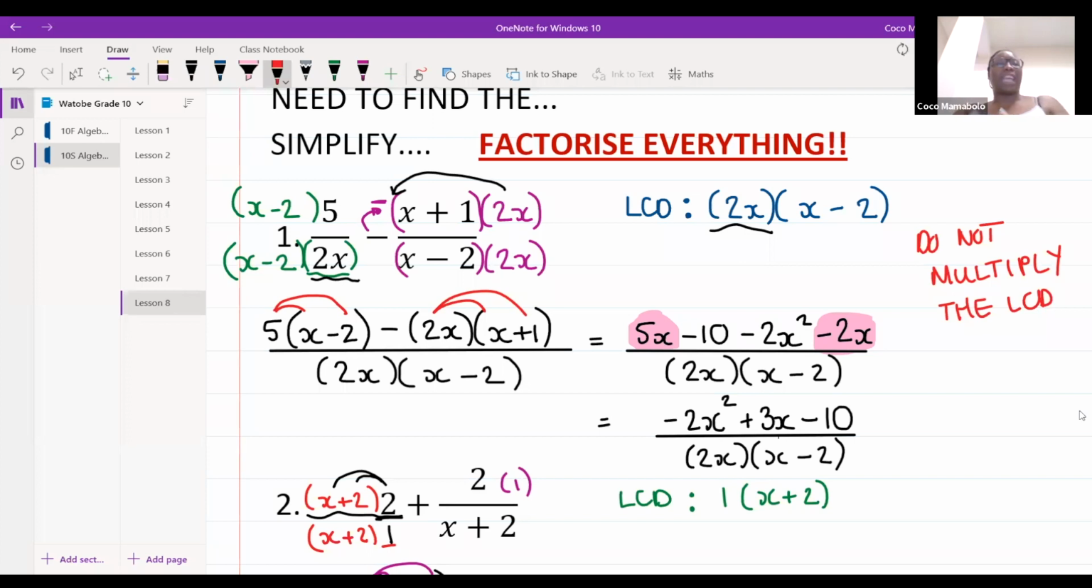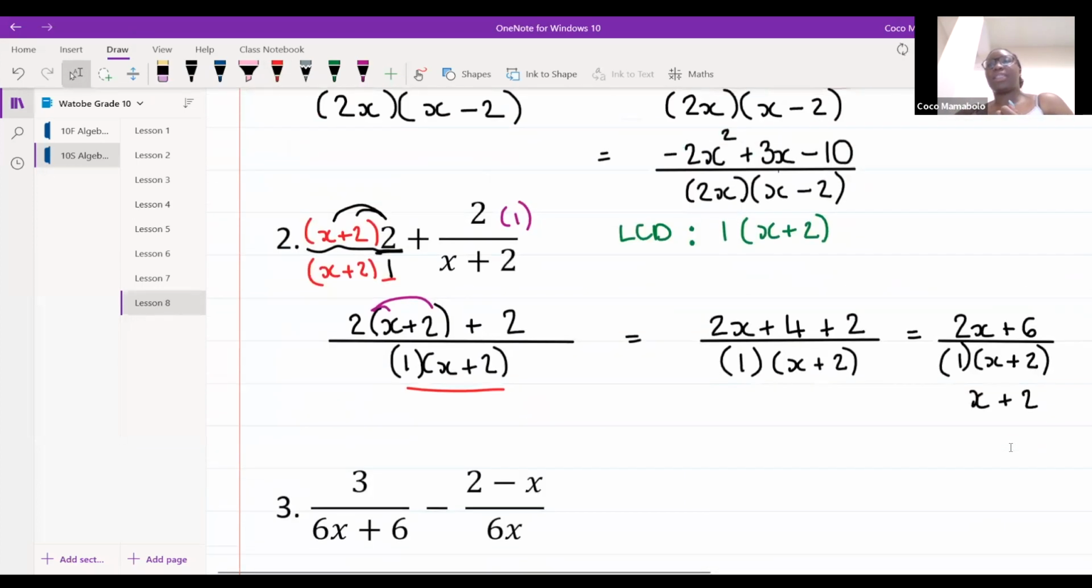Okay, somebody named Galaxy A30 is asking, what is the final answer? This is our final answer over here, Galaxy A30. And also give us your name, please, Galaxy A30. This is our final answer over here. This one. That's our final answer.